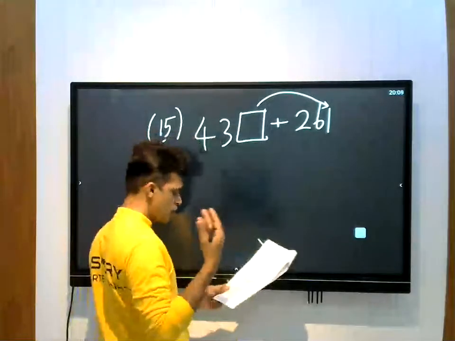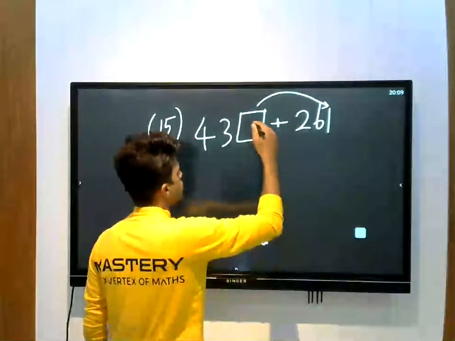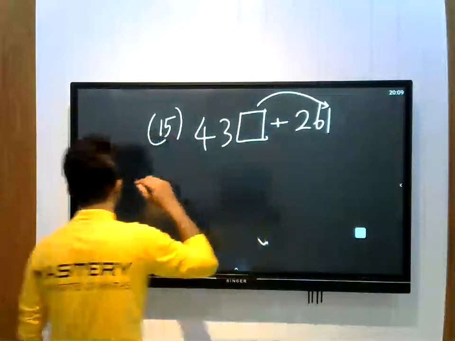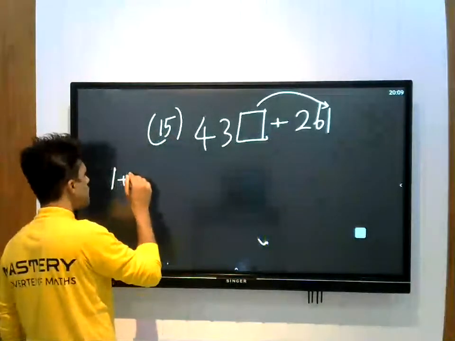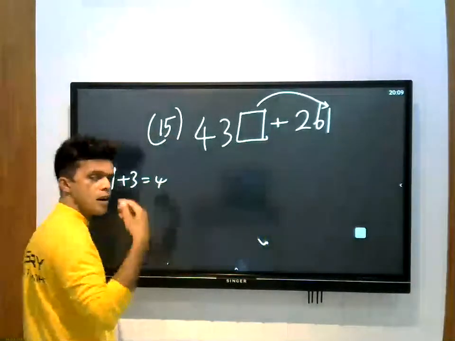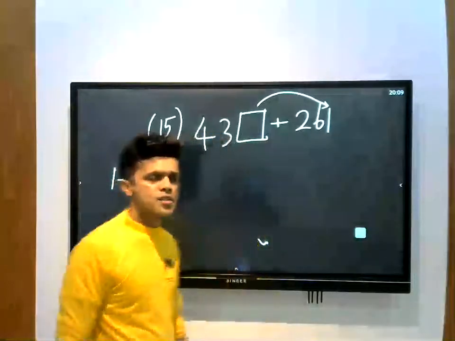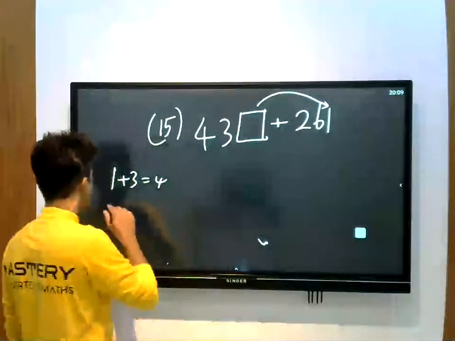Odd number. The answer should be an odd number. So, odd number plus odd number: 1 plus 3 is 4. Odd number plus odd number, the answer should be an even number, right?